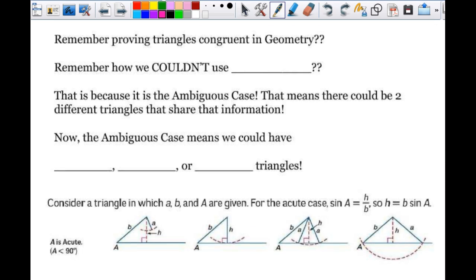So we kind of already said this. Remember proving triangles congruent? Remember how we couldn't use side-side-angle, right? Because we didn't know for sure that those two triangles would be congruent. And that's why we don't get just one answer. Like the homework that you just turned in, there was only one possibility because those triangles would have to be congruent. Here you've got options. Okay, so it's because it's the ambiguous case. That means there could be two different triangles that share that information. So now the ambiguous case means we could have 0, 1, or 2 triangles, depending on what happens.